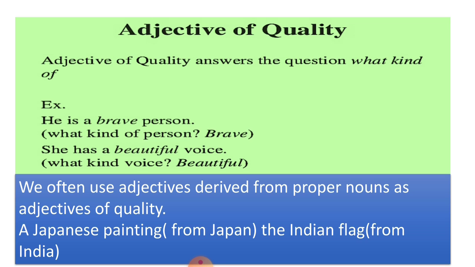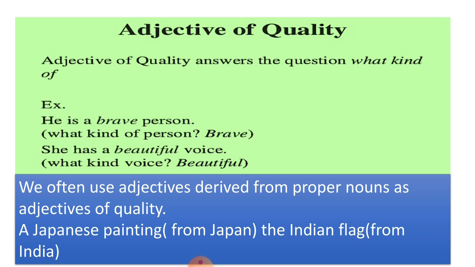Adjective of quality. Now what is this adjective of quality? Adjective of quality answers the question what kind. For example, he is a brave person. Now person is a noun. What kind of person? Brave. So when you get the answer to your question what kind, then that adjective is an adjective of quality. See another example. She has a beautiful voice. Now what kind of voice? Beautiful.